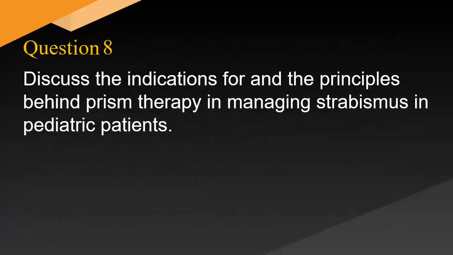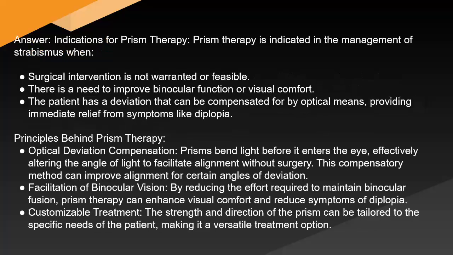Discuss the indications for and the principles behind prism therapy in managing strabismus in pediatric patients. Answer: indications for prism therapy. Prism therapy is indicated in the management of strabismus when surgical intervention is not warranted or feasible. There is a need to improve binocular function or visual comfort. The patient has a deviation that can be compensated for by optical means, providing immediate relief from symptoms like diplopia.